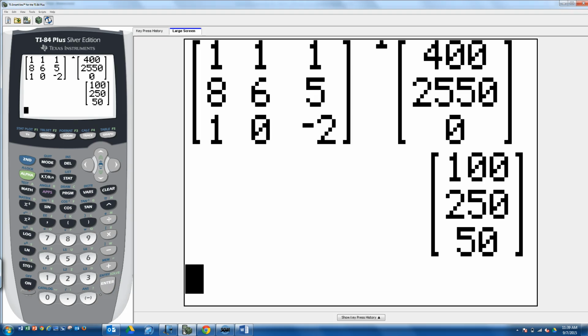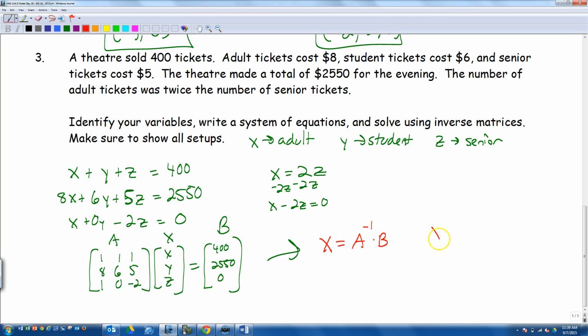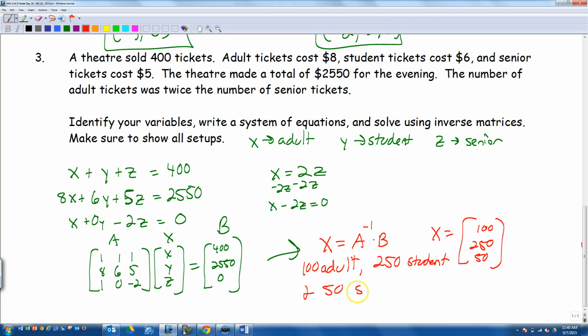Usually you'll get nice numbers for these word problems, and we do. We get 100, 250, and 50. So X is equal to 100, 250, and 50, which means that for word problems, I would like you to state what that means. That means that 100 adult, 250 student, and 50 senior tickets were sold.